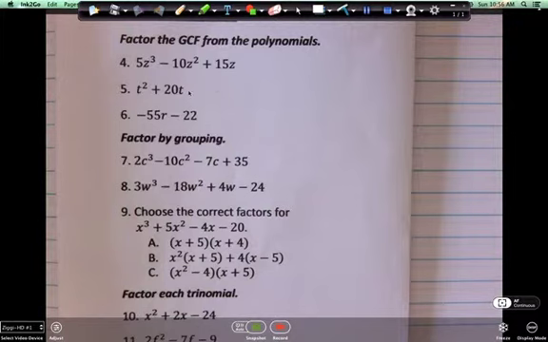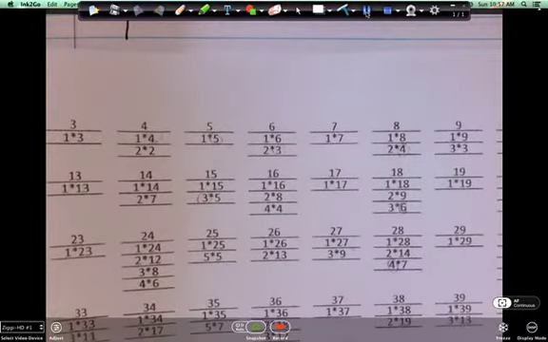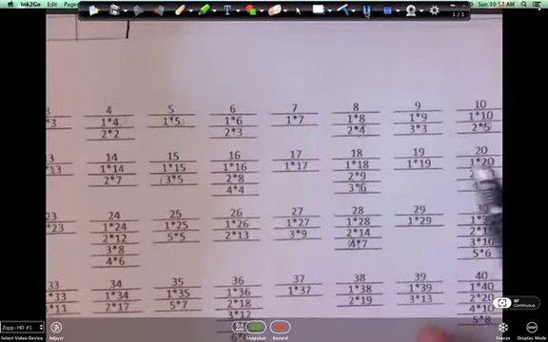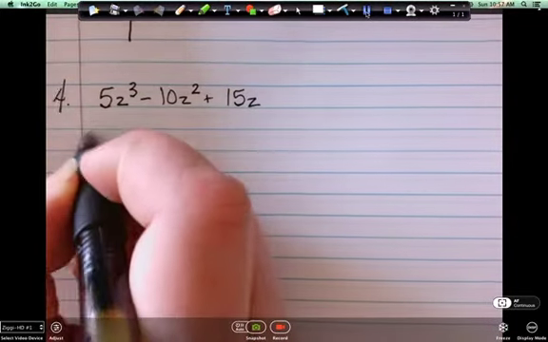Problems 4, 5, and 6 ask you to factor the GCF, or the greatest common factor, from the polynomials. We're going to work number 4 and number 6 for the purpose of this video. So for number 4, all I have to do is look at my factor sheet, and I have to find 5, 10, and 15 all on my factor sheet. So I have 5 here, 15, and then 10 over here. And I can see that the biggest number that all of them have in common is going to be the number 5. So that means I'm going to pull out for sure a number 5.